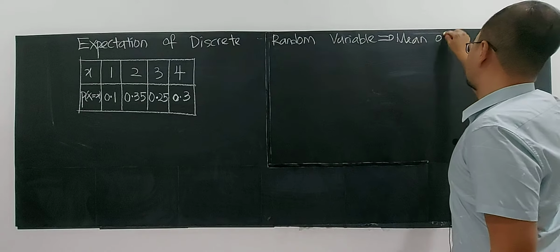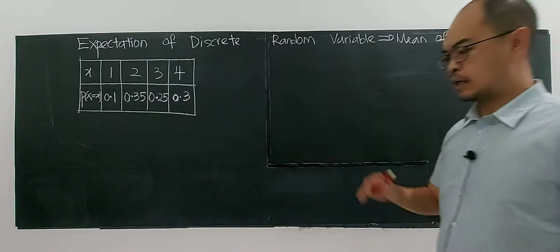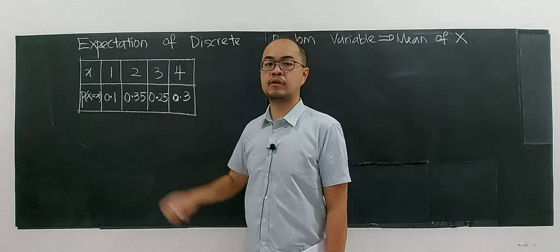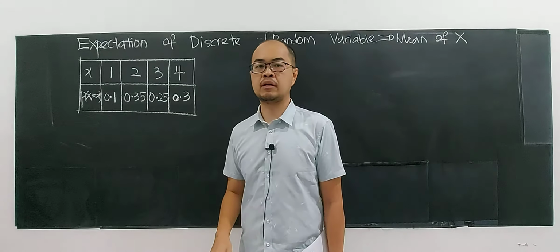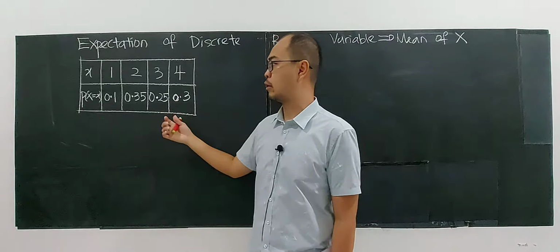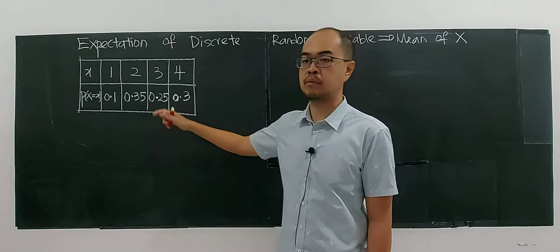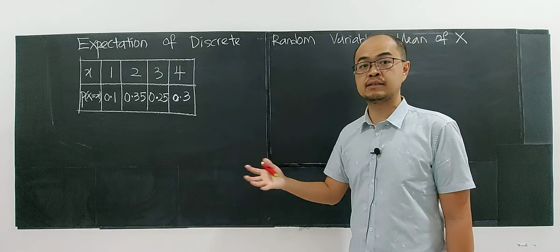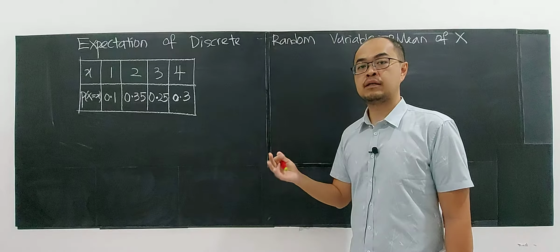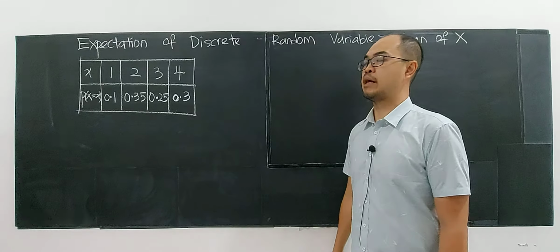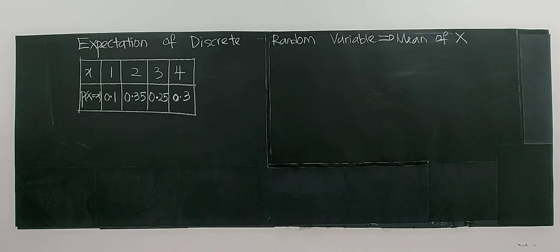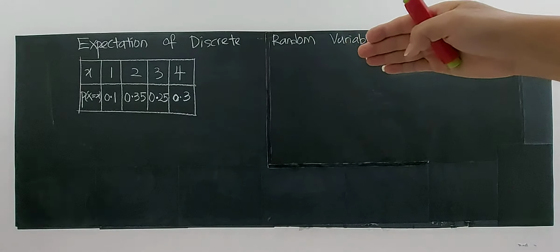Mean of x means the mean value, right? In the previous lesson, I taught you how to find the mode and the median from the probability distribution table. If you look back at the video, I talk about how to find the mode and the median from a probability distribution table. To measure central tendency, we have three values: the first is the mode, the second is the median, and the third is the mean. So how do we find the mean value, or the expectation of x?